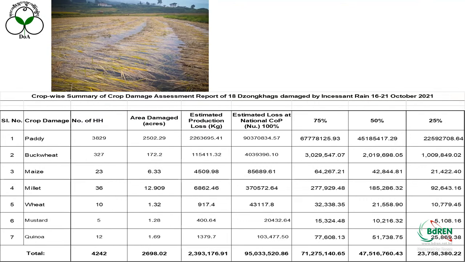3,829 households were affected. The amount might seem meager to all the participants here, but for Bhutan, it's a huge amount. And if you estimate the loss pegged with the cost of production, around 90 million worth of paddy were affected. Similar to paddy, even other crops such as buckwheat, maize, millet, wheat, mustard and quinoa were also damaged, but the major damage was experienced in paddy.